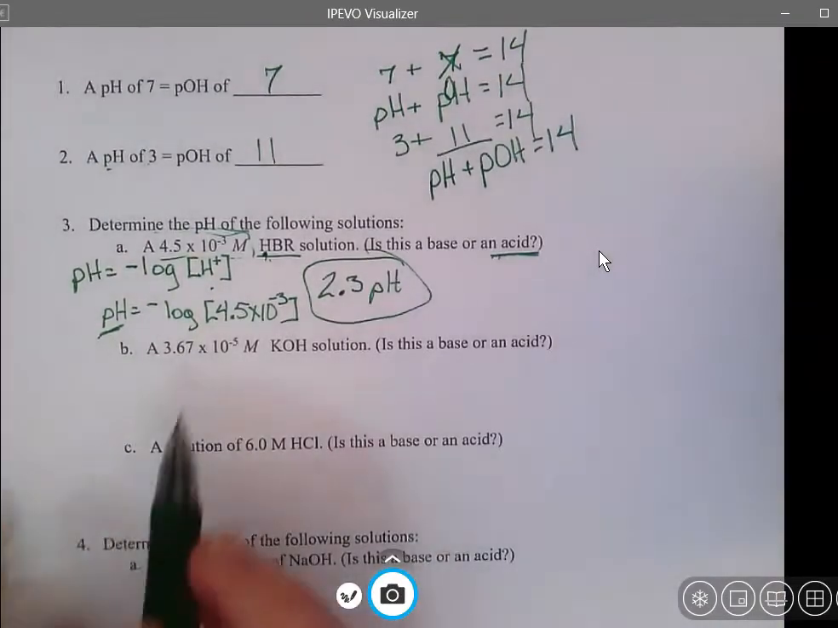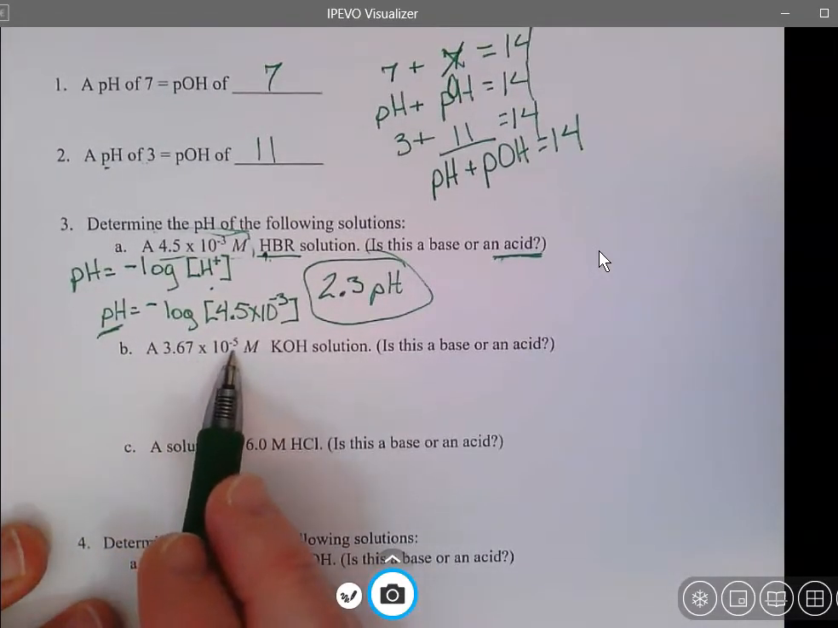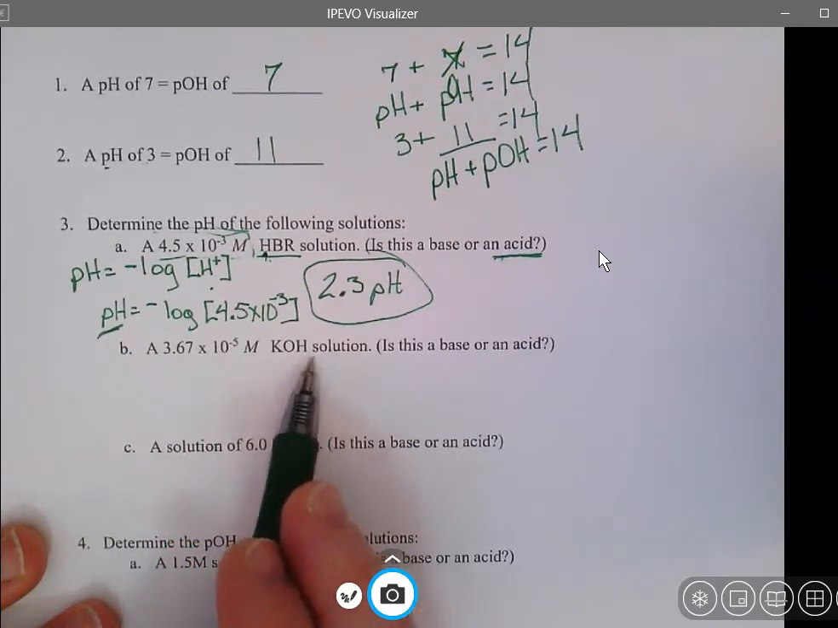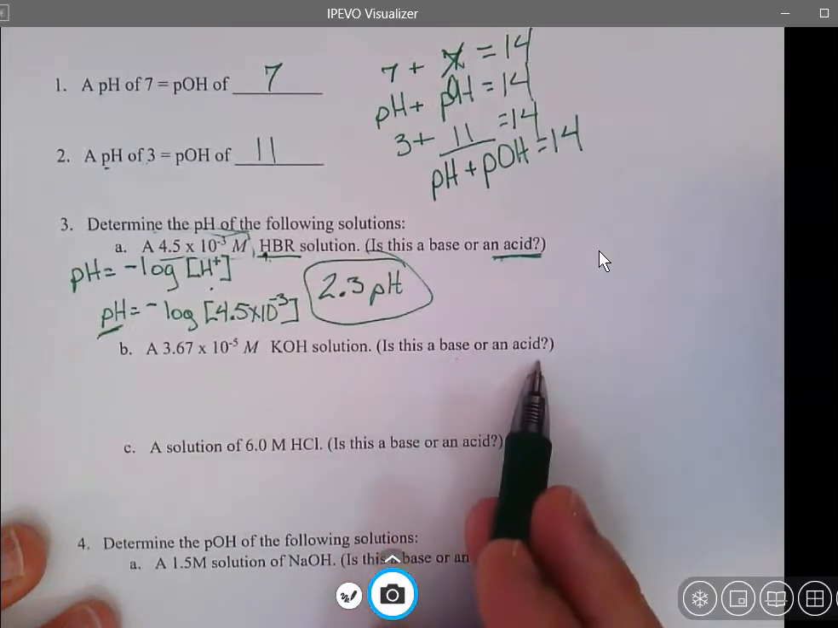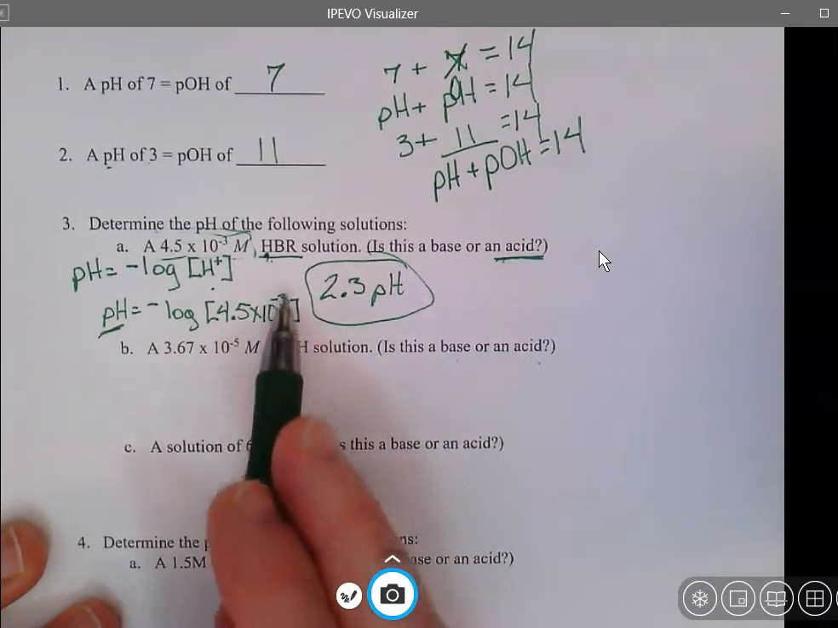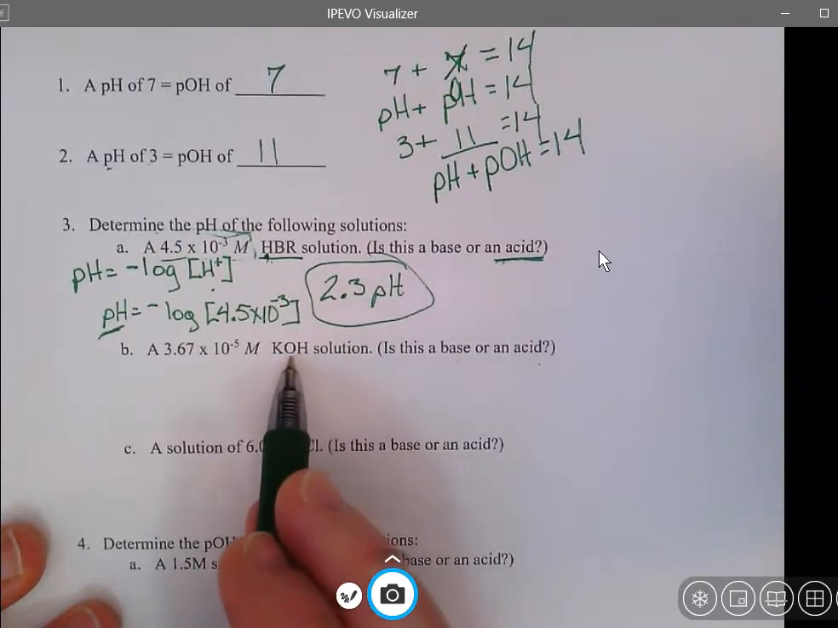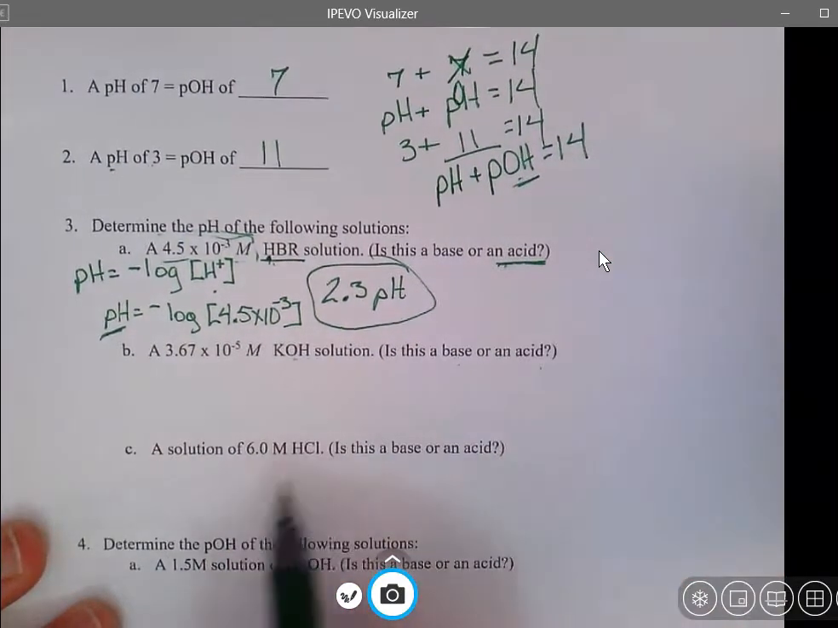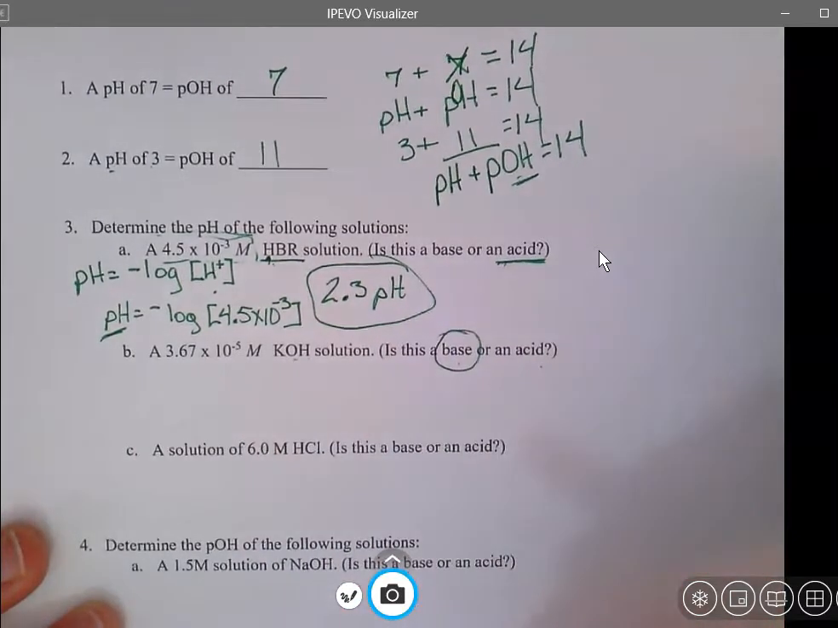Now let's look at the next question. 3.67 times 10 to the negative 5th molarity of potassium hydroxide. Okay, this is an OH. So is this going to be a base or is it going to be an acid? The H over here indicated acid. Therefore, the OH, same as that OH, is going to indicate that it is a base.